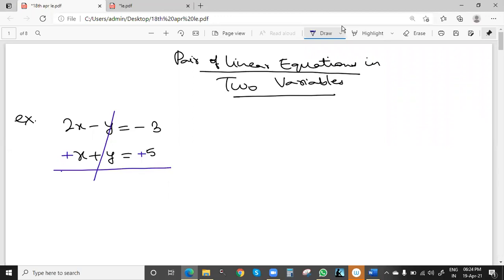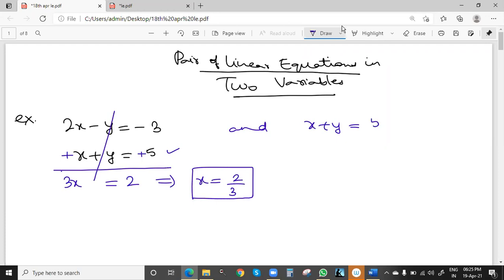So this will be cancelled out. And 2x plus x will be 3x, simply we add. And 5 minus 3 will be 2. So here we got the x value, that is 2 by 3. Simply we add to find the values of x and y. x is 2 by 3, and from any one equation we can find the y value by putting in the x value. So x plus y equal to 5. Any one we can use, so we have used the second one. So x is 2 by 3 plus y equal to 5. So y will be equal to 5 minus 2 by 3.